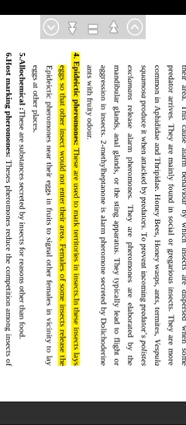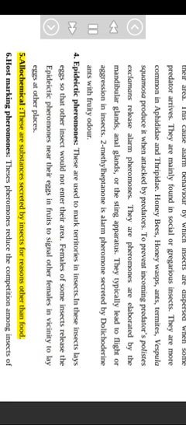4. Epideictic pheromones. These are used to mark territories in insects. Insects lay eggs so that other insects would not enter their area. Females of some insects release the epideictic pheromones near their eggs in fruits to signal other females in the vicinity to lay eggs at other places. 5. Allochemicals. These are substances secreted by insects for reasons other than food. 6. Host marking pheromones. These pheromones reduce the competition among insects of the same species.